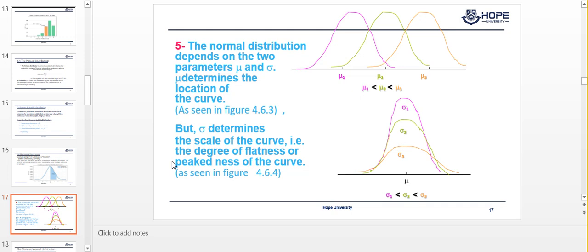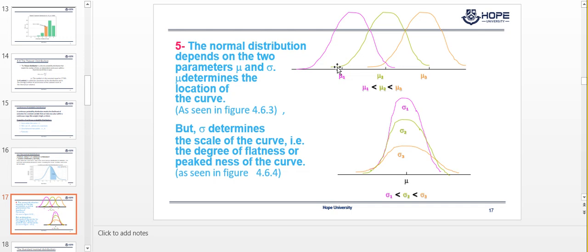The population mean determines the location of the curve, as you see in the picture, each indicating the location of the curve by measuring their central tendency. But sigma determines the scale of the curve, how peaked the curve is, not how it is distributed. While the population mean tells how the data is distributed, how it's spread, in sigma we are mostly focused on how big our data is.